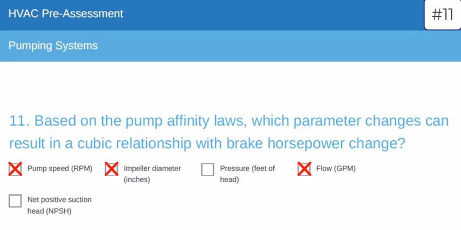Pressure has a square law relationship with flow, which is why the pump curve is built the way it is, and net positive suction head is related more to the safe operation of the pump, making sure that you have an inlet pressure that is high enough to not cause cavitation and eat up your pump impeller.